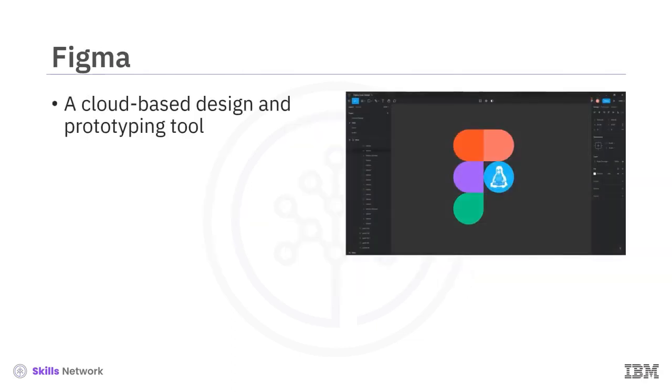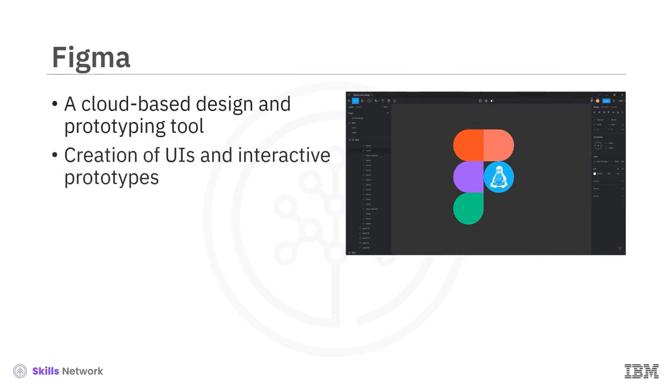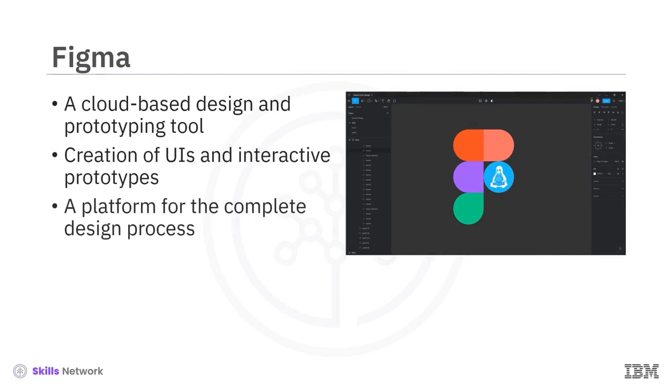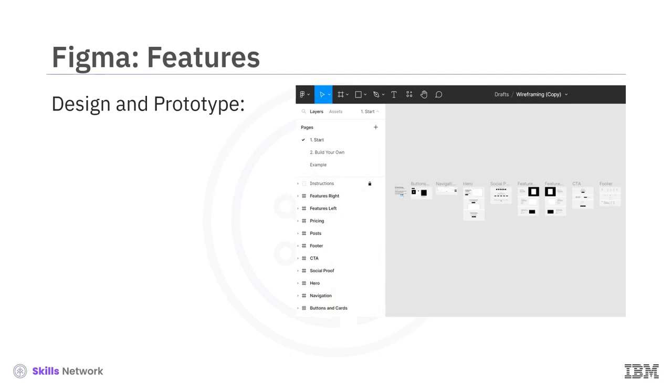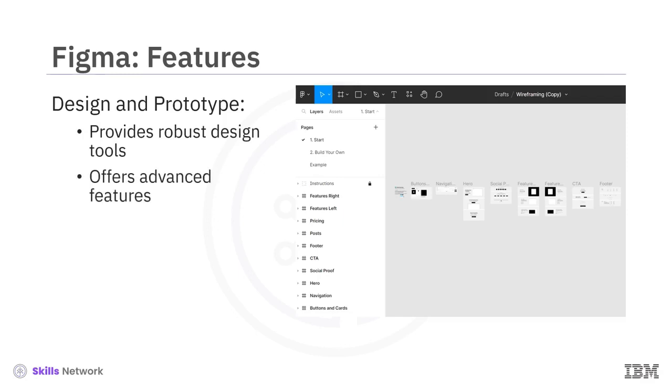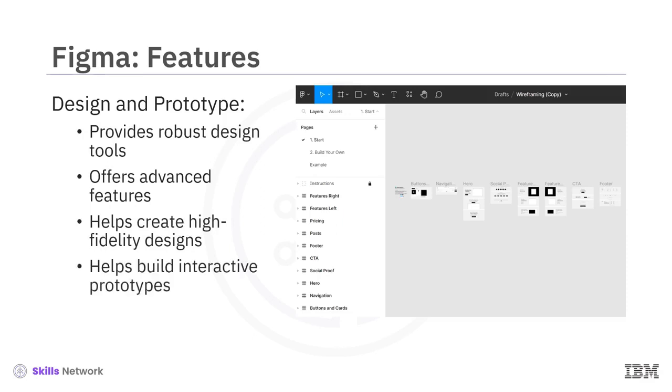Figma is a cloud-based design and prototyping tool designers use to create UIs and interactive prototypes with team members. It provides a comprehensive platform for the complete design process, from creating initial wireframes to delivering design assets. Figma offers a wide range of features. The application provides robust design tools like vector editing, layout tools, and other advanced features. Designers can create high-fidelity designs, define interactions, and build interactive prototypes to showcase user flows and interactions.